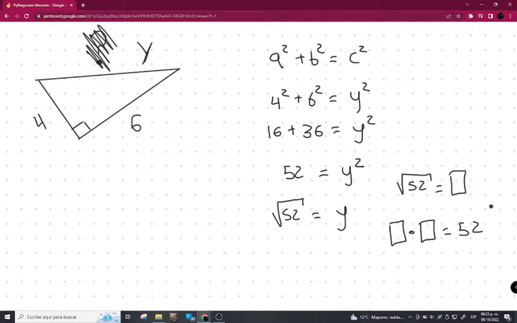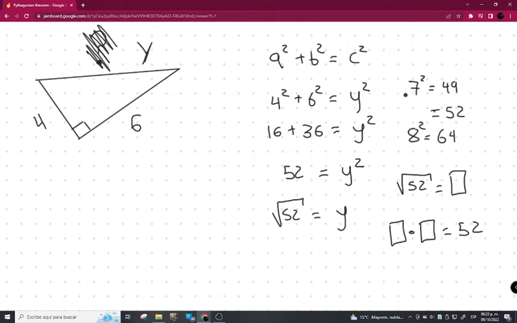So let's try to test it. 1 times 1, it is not. 2 is not. 3, 4, 5, 6, it's not, because 6 times 6 is 36. 7 times 7 is 49, it's not. And 8 times 8, it's not, it's 64. So we already passed the number that we wanted, no? Because remember, 7 squared is 49, 8 squared is 64, and we actually have no trace of what the square root of 52 is, no?